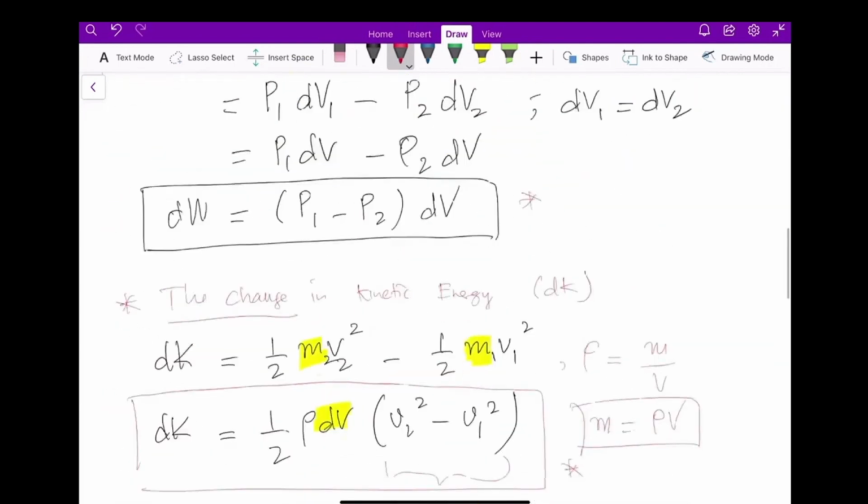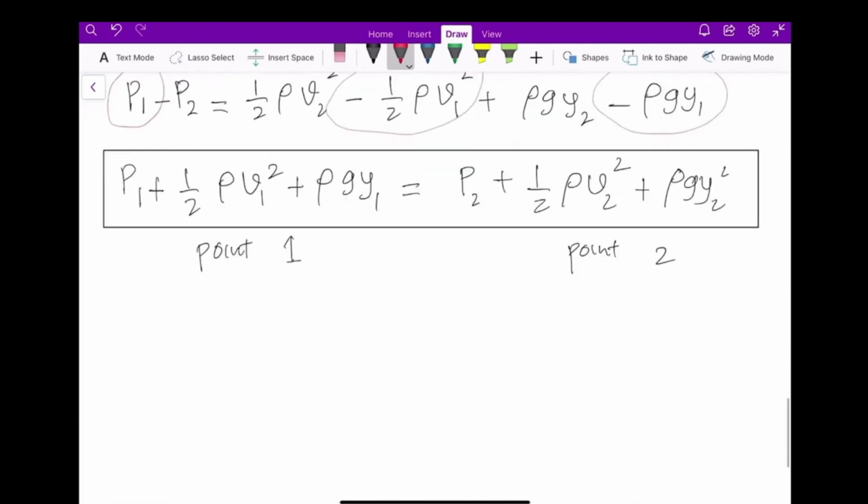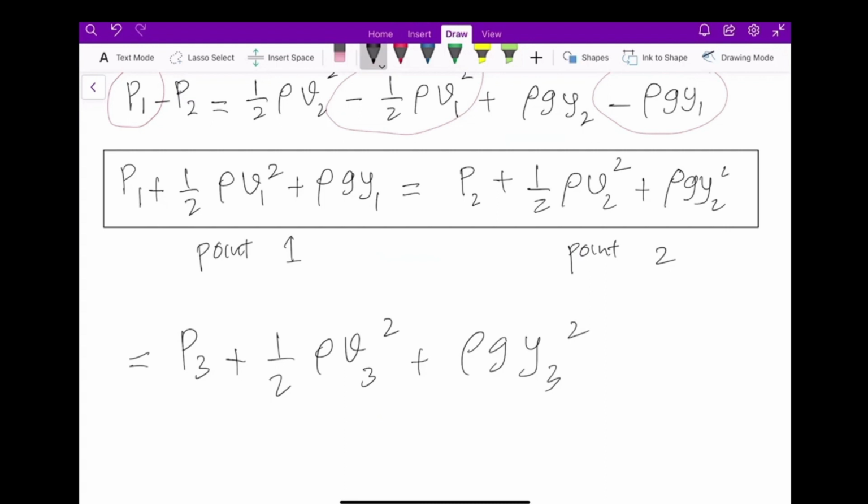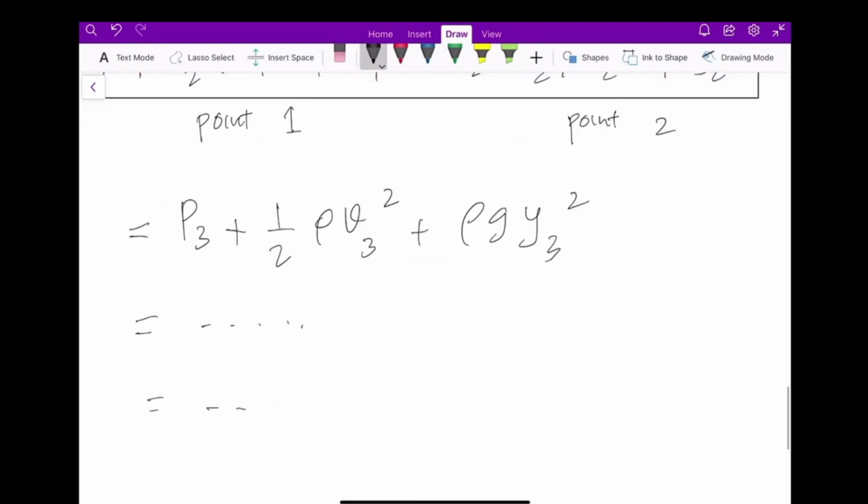So you can actually expand this Bernoulli equation as long as you need. If you want to add point 3, you will have P3, rho V3 square, plus rho G Y3. And then if you want to analyze point 4, the list will go on and on.